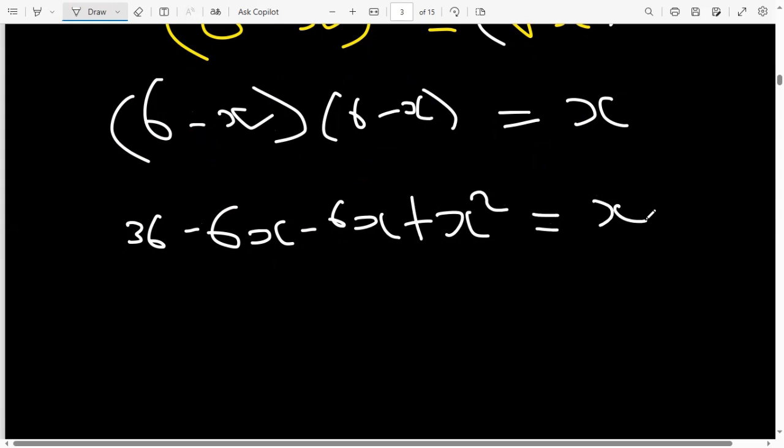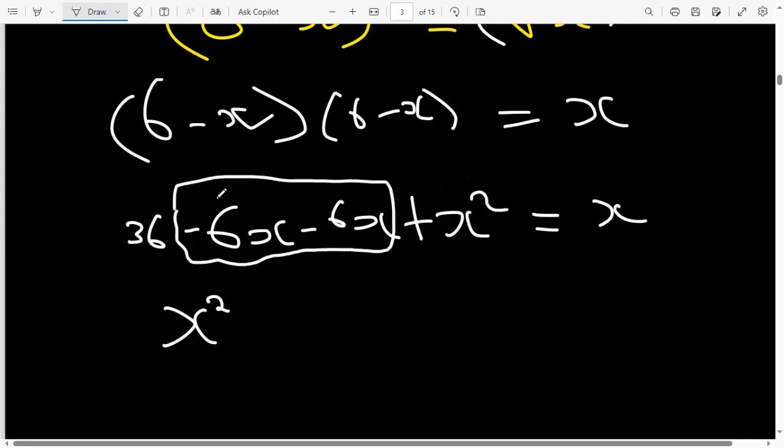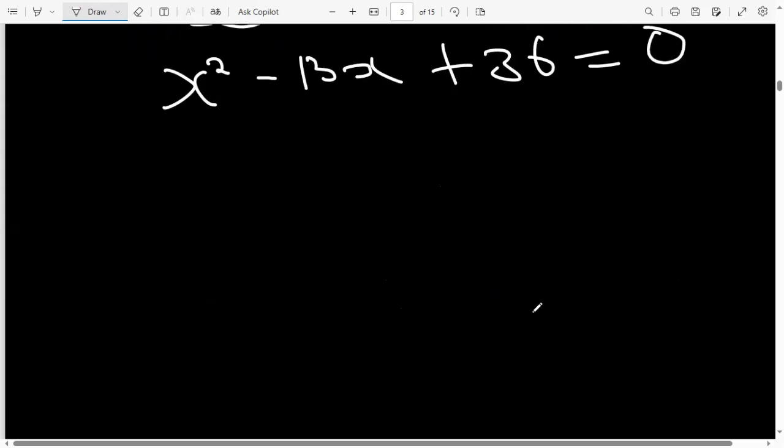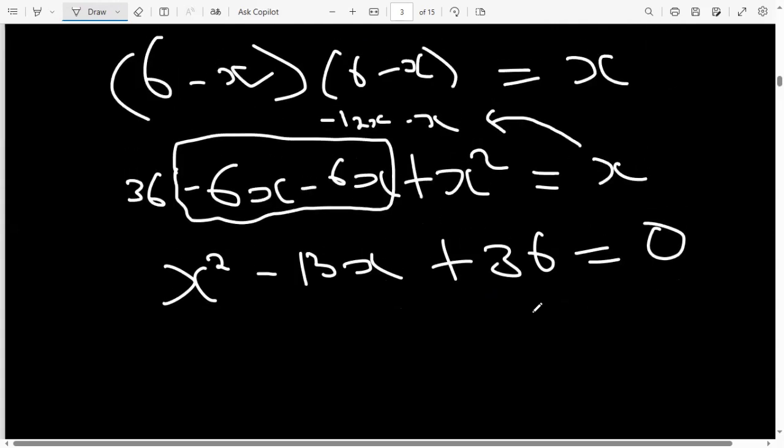Okay, so bring everything to the same side. So we have, I'll start writing with x squared, this one. And then this here will give us a minus 12x. And then this x, which is positive, it's coming to this side, so it will become a minus x. So it means here we have a 13. So minus 13x, and then plus 36 is equals to 0. So this is the quadratic equation that we have now.